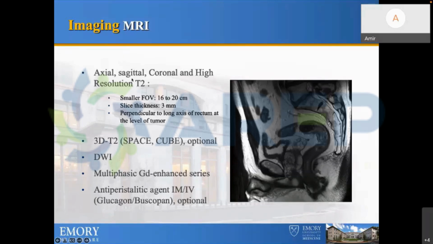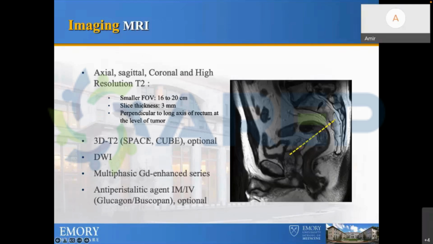So how do we prescribe these planes? Obviously, the technologists will acquire the sagittal plane, and once you see the rectum all the way to the anal verge, you identify where the tumor is, and then they prescribe a plane perpendicular to where the tumor is located, and that will be your axial. So we have the sagittal, that will be your axial, and then coronal, again perpendicular to that.